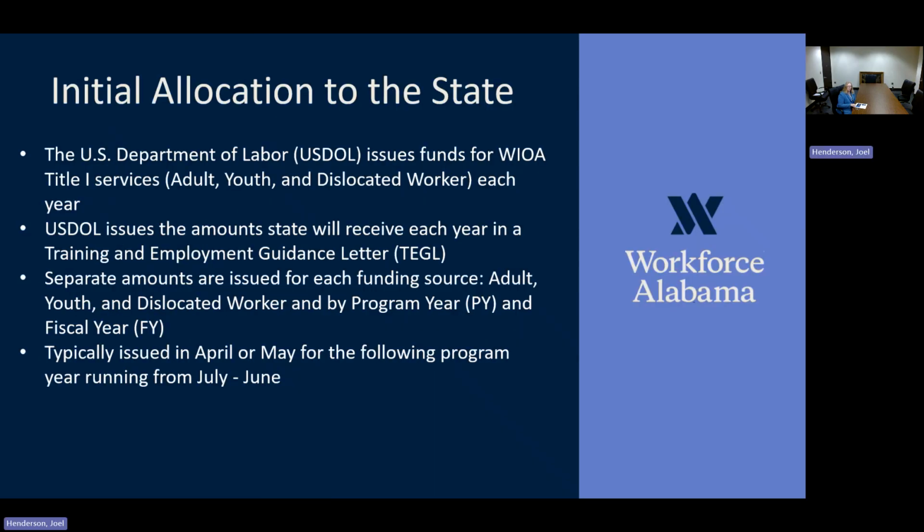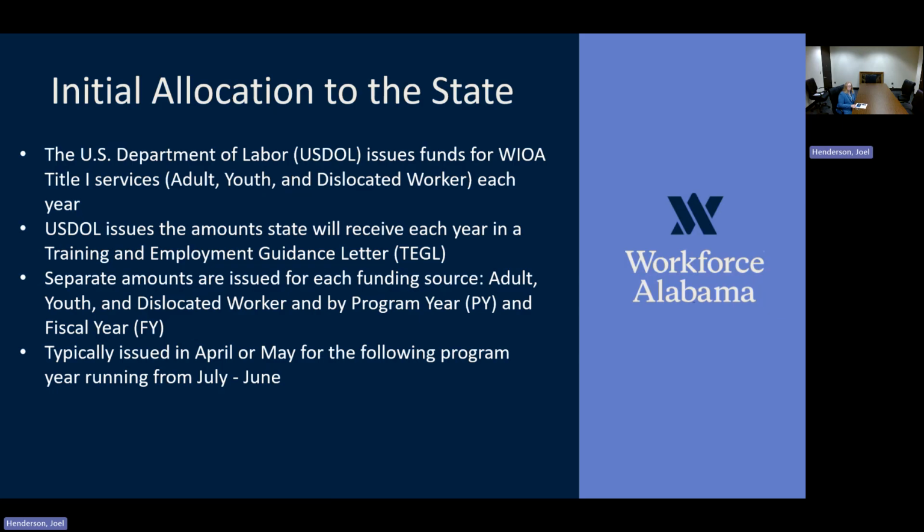Okay, so the WIOA funds come from the U.S. Department of Labor, Employment and Training Administration. Each year they issue a TEGL, or a Training and Employment Guidance Letter, that tells us the amounts that we're going to receive for each of our programs. The Title I programs are adult, youth, and dislocated worker.